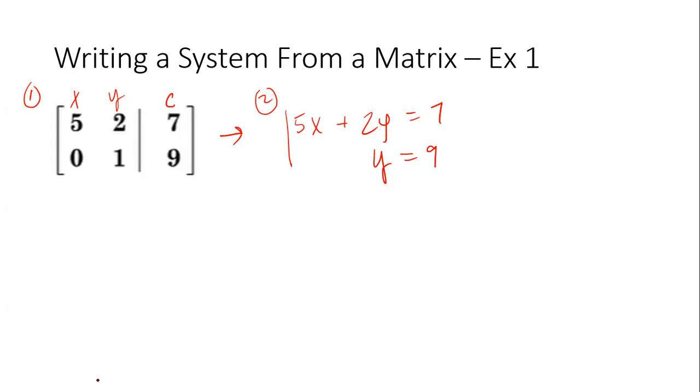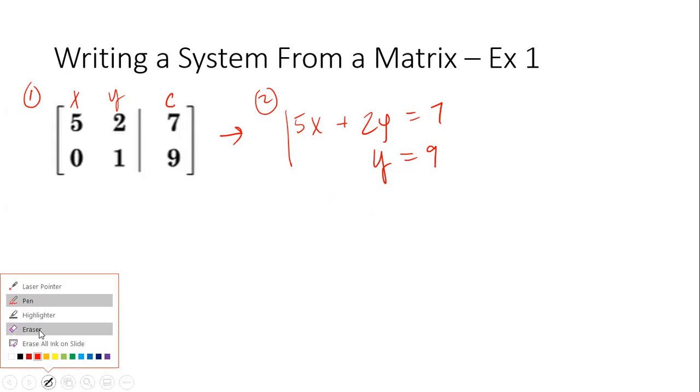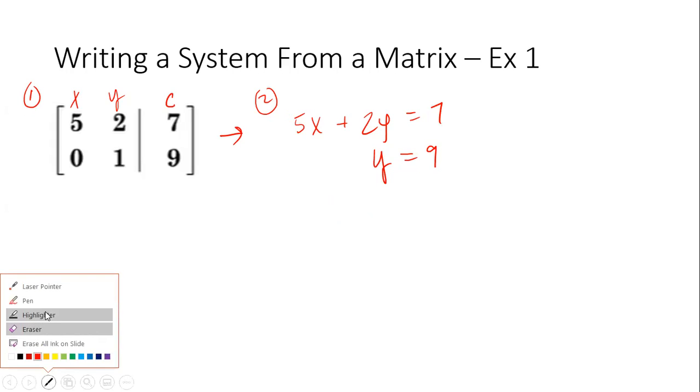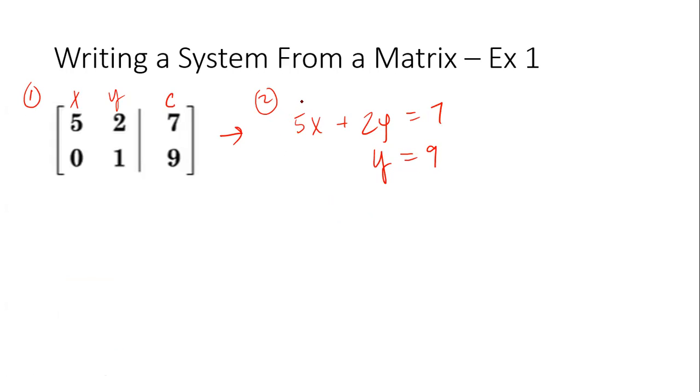And then step 3 is to draw your brace. Step 3, the brace. Okay, step 1, label, identify columns. Step 2, write the coefficients and variables. And then step 3, draw a brace. There's really nothing else to it.